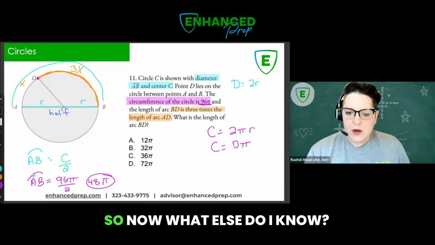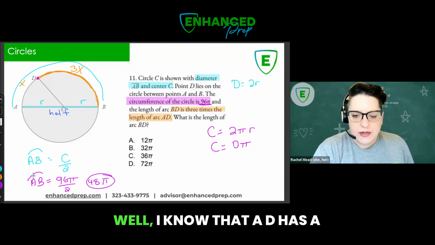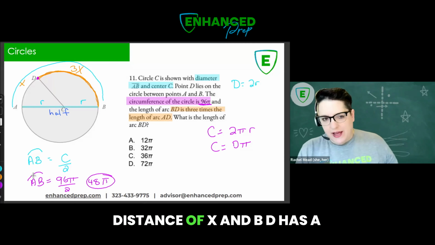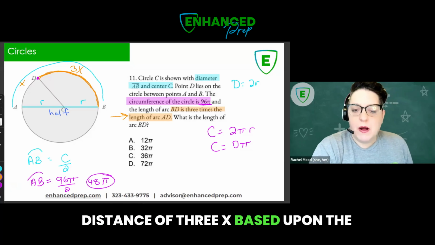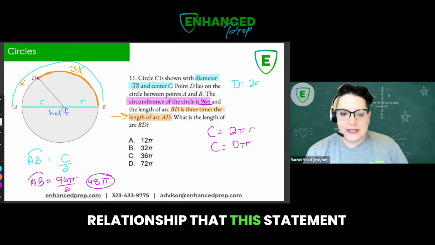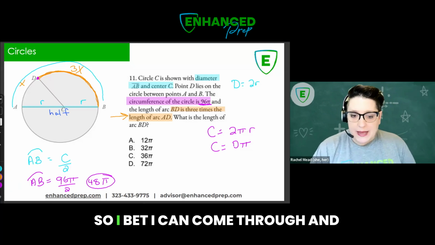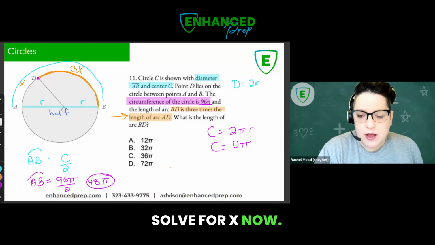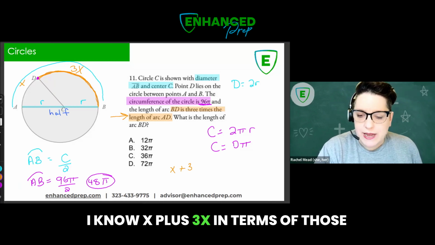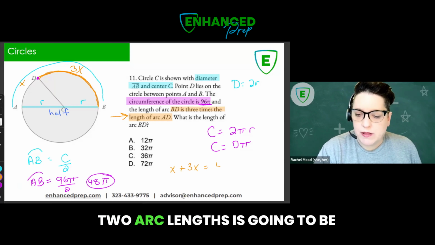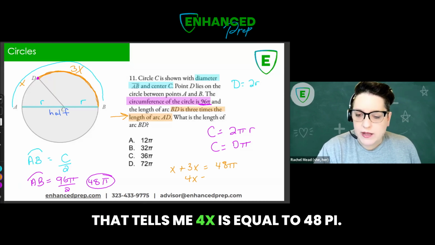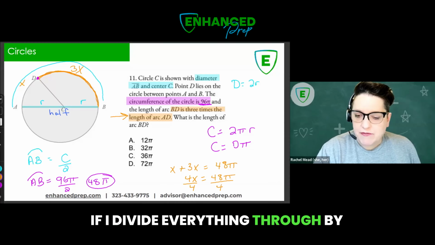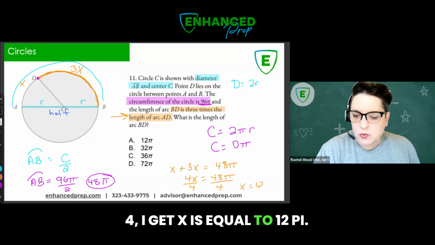All right. So now what else do I know? Well, I know that AD has a distance of X and BD has a distance of 3X based upon the relationship that this statement gives me right here. So I bet I can solve for X now. I know X plus 3X in terms of those two arc lengths is going to be equal to 48 pi. That tells me 4X is equal to 48 pi. If I divide everything through by 4, I get X is equal to 12 pi.